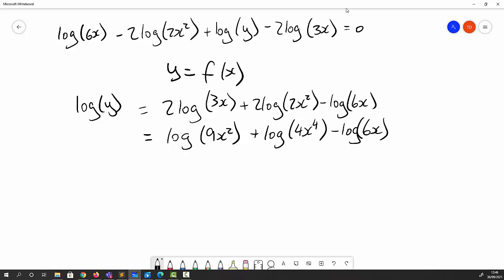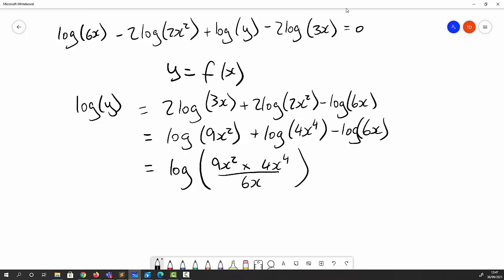Right, so remember that with logs, when you add things, you basically multiply them, and when you subtract things, you divide by the quantity. So that is equal to log, and because these are all x's, I can just do it like this. I've got 9x squared times 4x to the 4. That's right, isn't it? Yep. And that's all going to be divided by 6x.